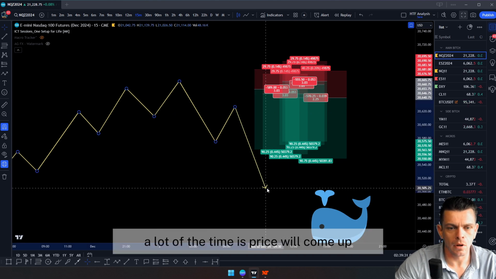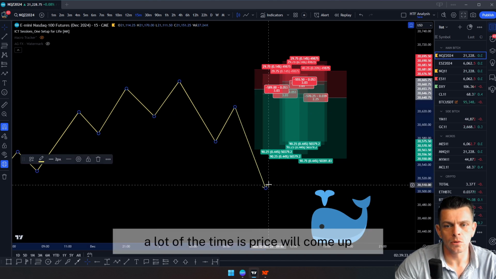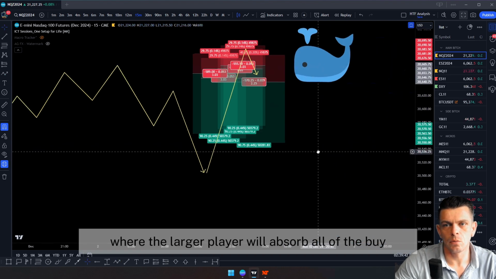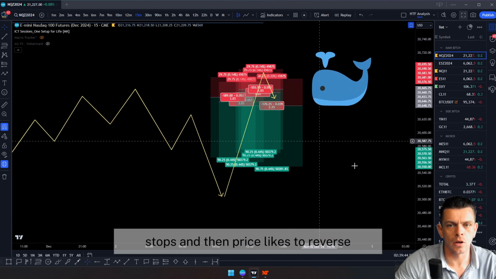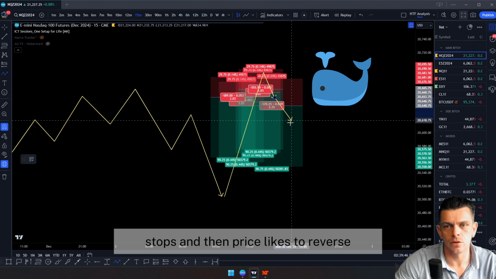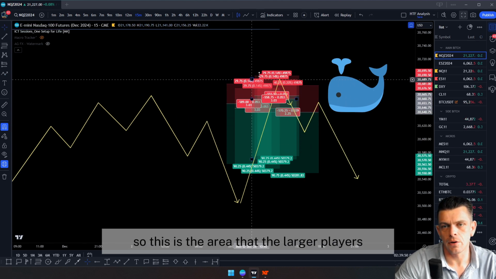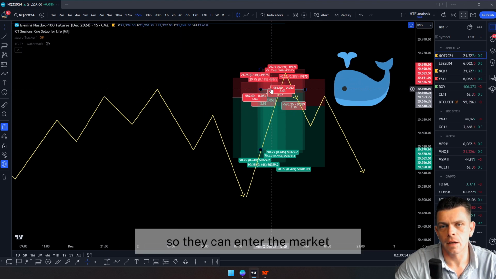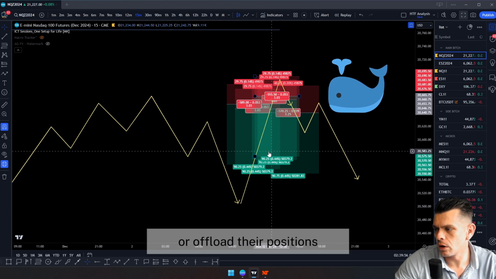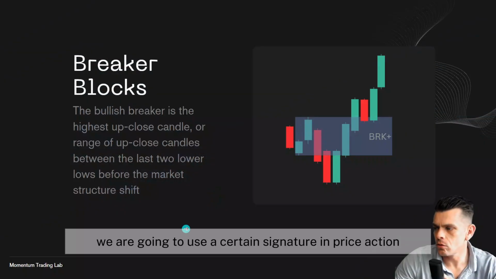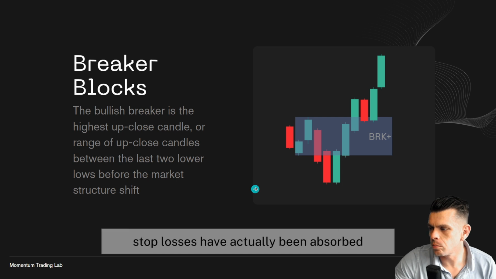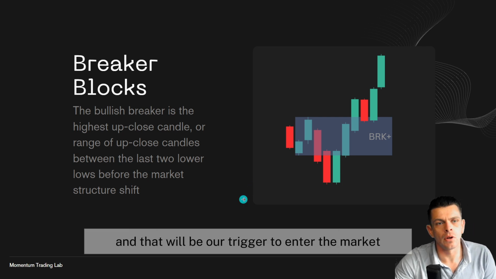Now what will happen a lot of the time is price will come up into the cluster of liquidity where the larger player will absorb all of the buy stops, and then price likes to reverse. So this is the area that the larger players will typically attack so they can enter the market or offload their positions. We're going to use a certain signature in price action to confirm that those stop losses have actually been absorbed, and that will be our trigger to enter the market.